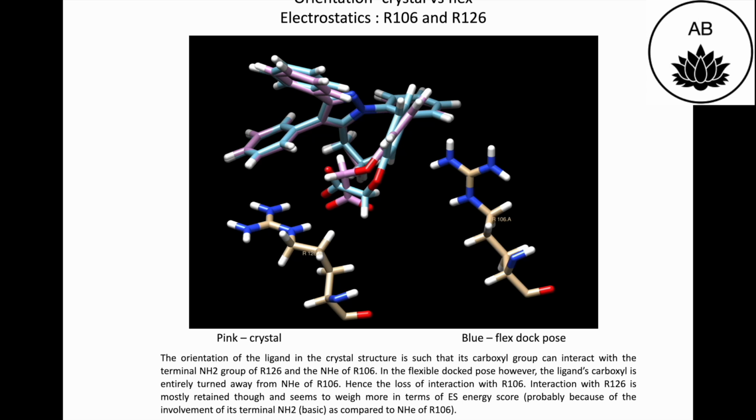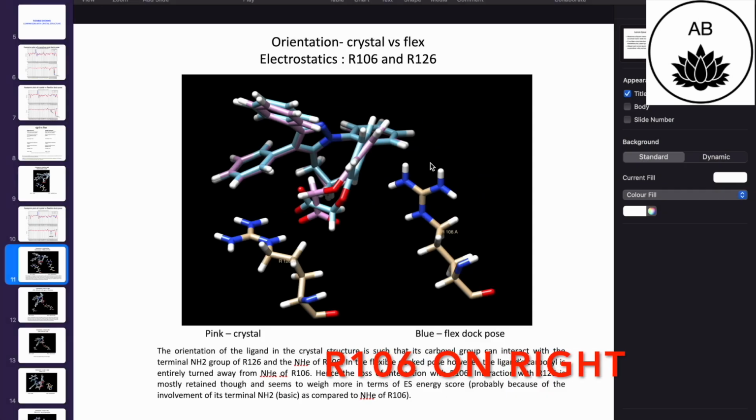If you compare the crystal ligand with the docked ligand, you will see that the orientation of the pink colored ligand in the crystal structure is such that its carboxyl group can interact with the terminal NH2 group of R126 and the NHE of R106. So follow my cursor here. I'm talking about this one over here.